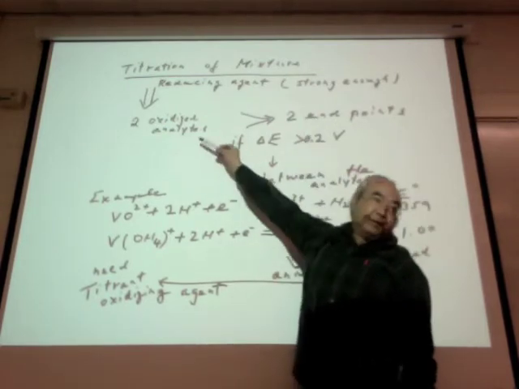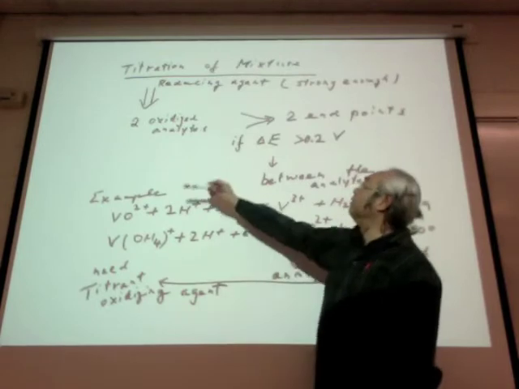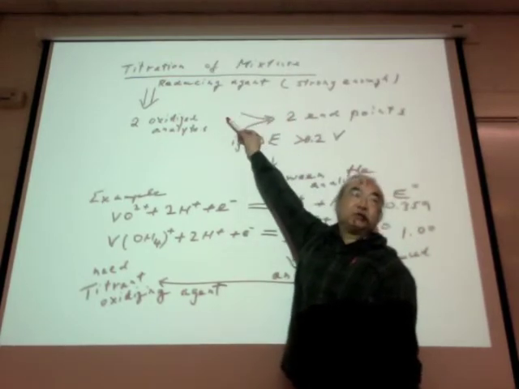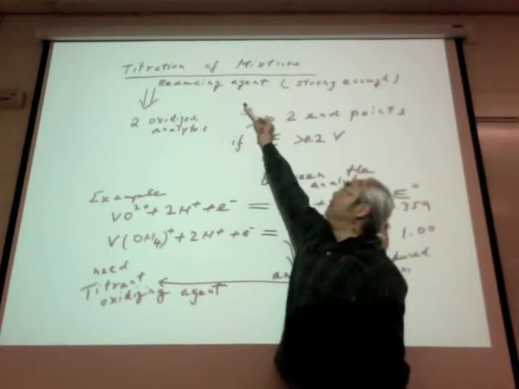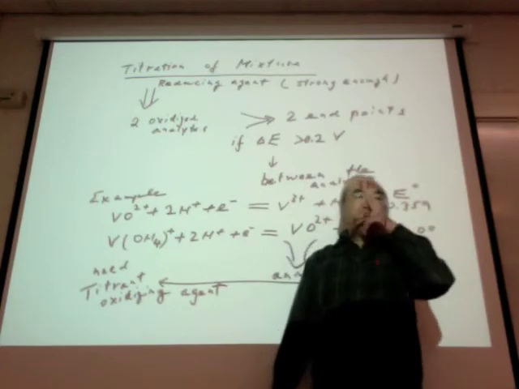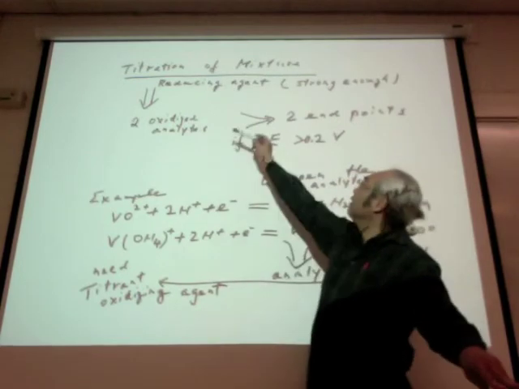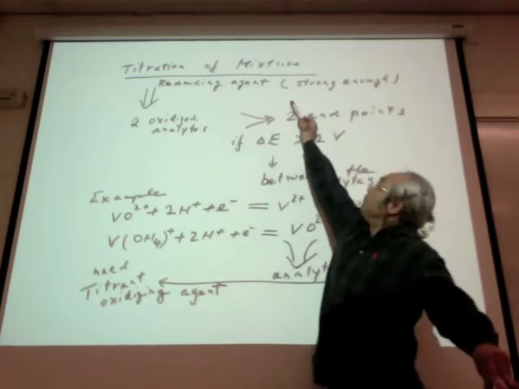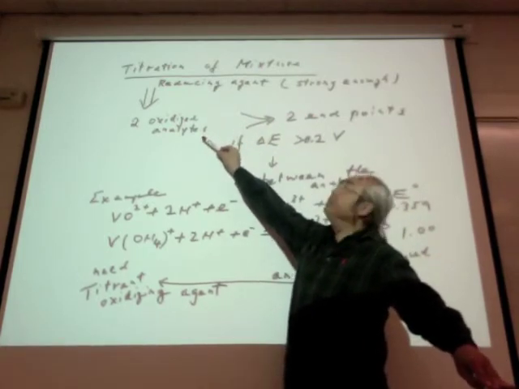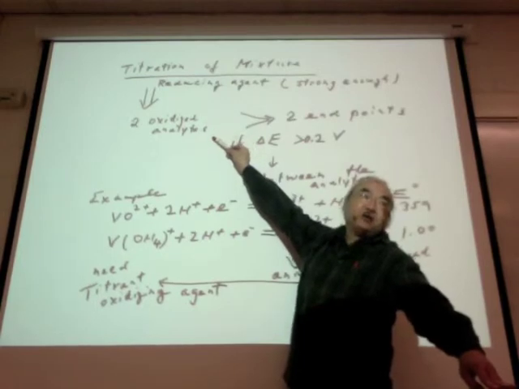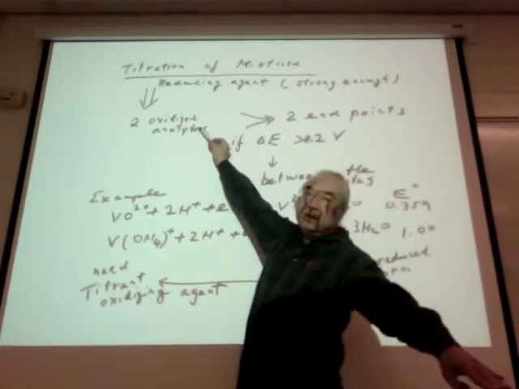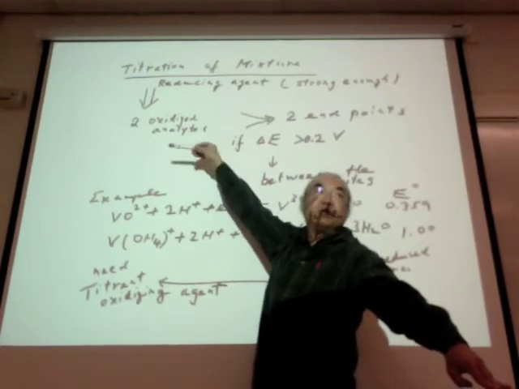And then you calculate the delta E for the reaction to prove that the reducing agent is strong enough, right? So you must prove that, so that you will have two reactions. Okay, so that is the first step. Now you have two reactions. Then which reaction is going to go first? So that is, which analyte is going to be titrated first.